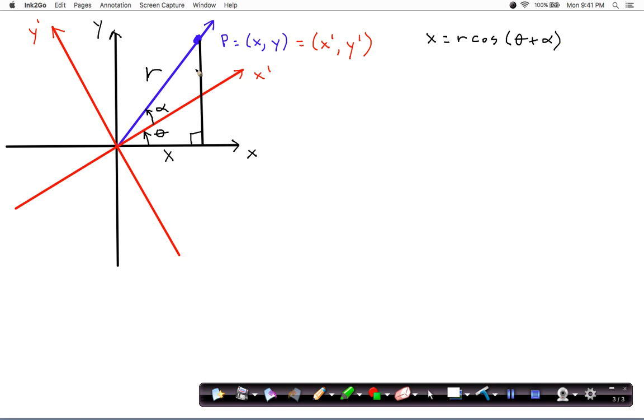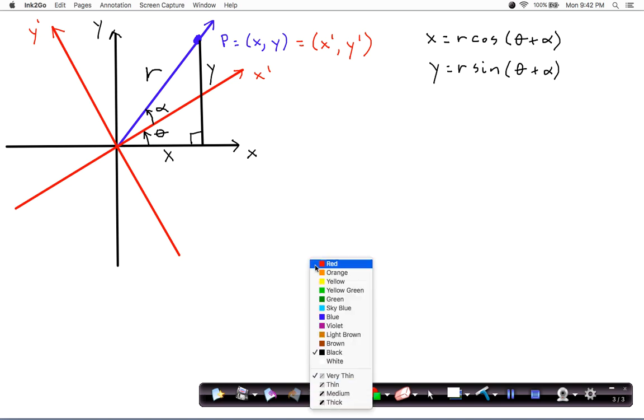Okay, that takes care of x. We also have this distance right over here, which is y. I'll label this y. Once again, the entire line over here is y. So y is equal to r times sine of this angle, theta plus alpha. Okay, so we looked at that first triangle. Let's draw on another triangle over here.